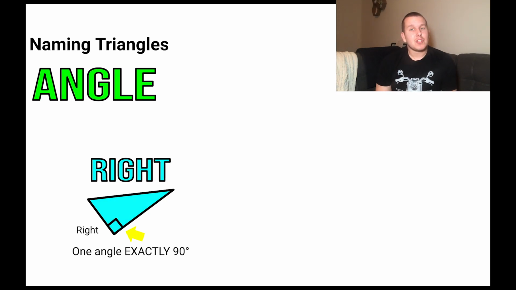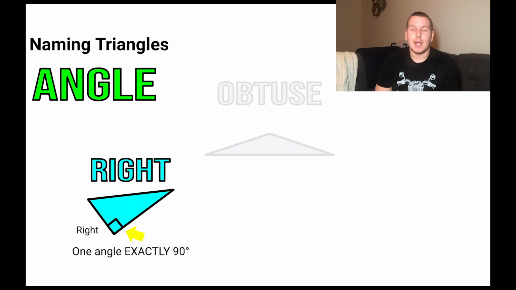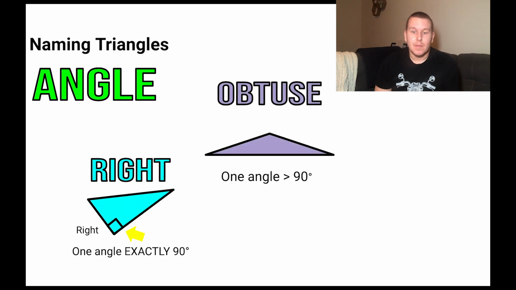Now, one thing we know about triangles is that triangles can only have one right angle. If they had two, we wouldn't be able to close it and it wouldn't form a triangle. So a right triangle has exactly one right angle. The next type of triangle that we have is an obtuse triangle. And an obtuse triangle has one angle that is greater than 90 degrees. So we can see in this triangle at the top, it's got a real big one.